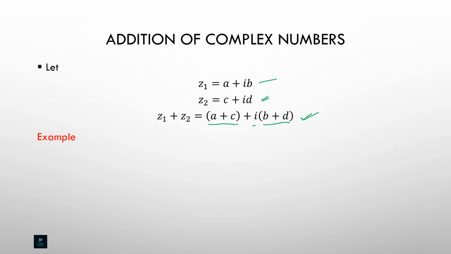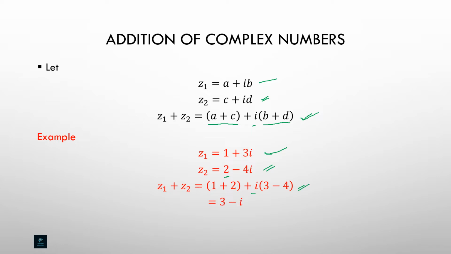For example, if z1 is equal to 1 plus 3i and z2 is equal to 2 minus 4i, then z1 plus z2 will be equal to 1 plus 2, which are the real components, plus i times 3 minus 4, which are the imaginary components, and this is equal to 3 minus i. Therefore, z1 plus z2 is equal to 3 minus i.